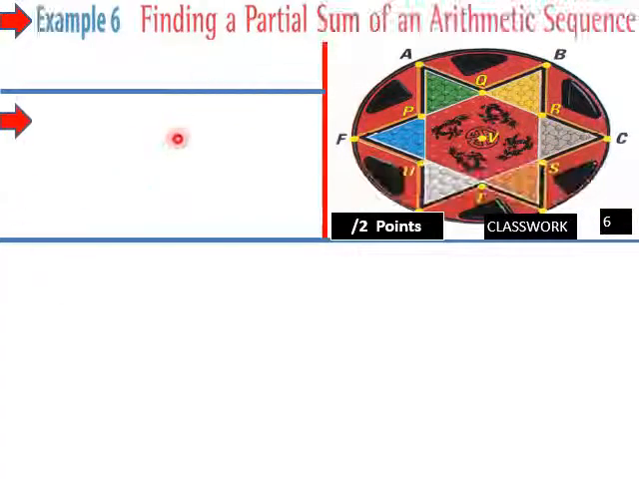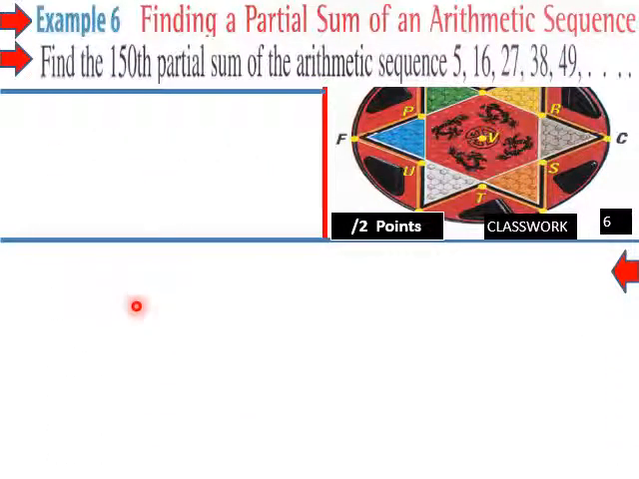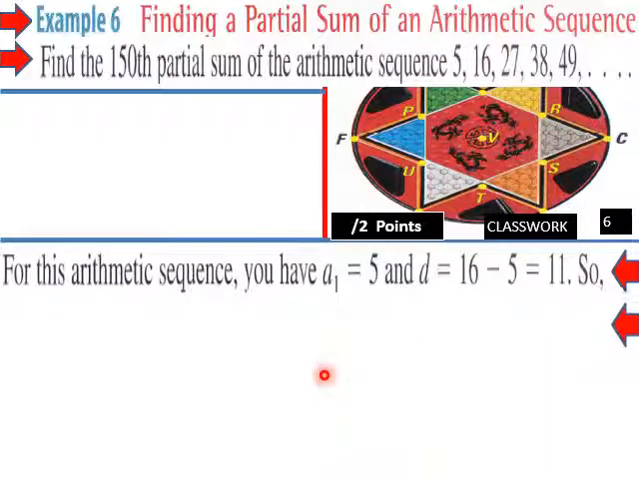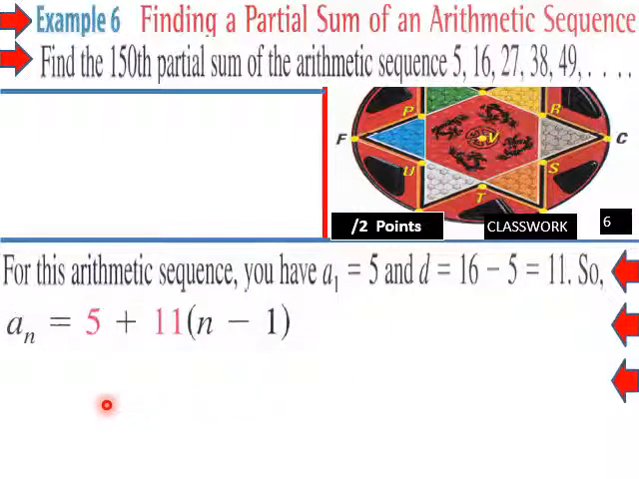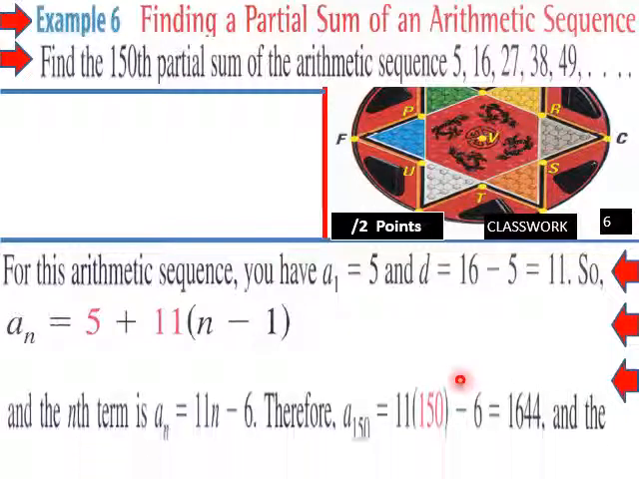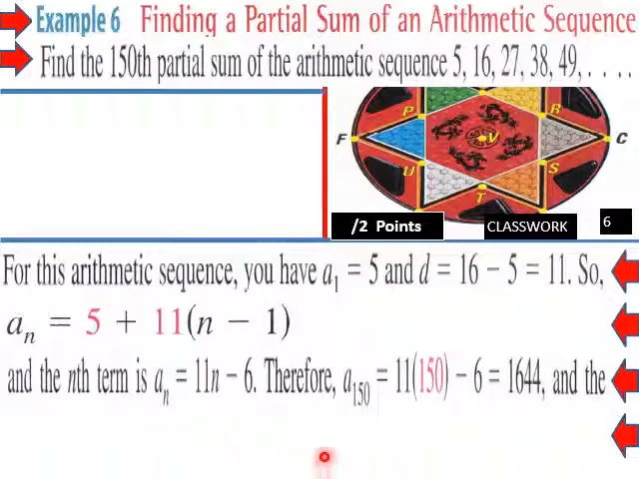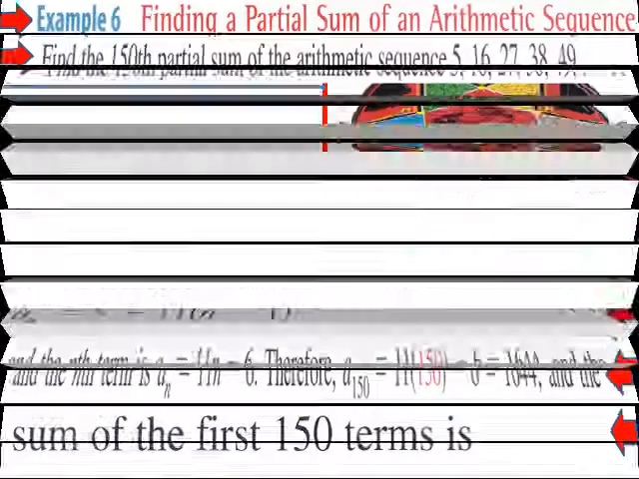Knowing that, let's find a partial sum of an arithmetic sequence. Find the 150th partial sum of this arithmetic sequence. For this sequence, a1 equals 5, that's your first term, and d equals 11, we have a difference of 11. So an would equal 5 plus 11 times n minus 1, and the nth term an would be 11n minus 6. Therefore, we plug in 150 for n. We get 11 times 150 minus 6, which equals 1644.